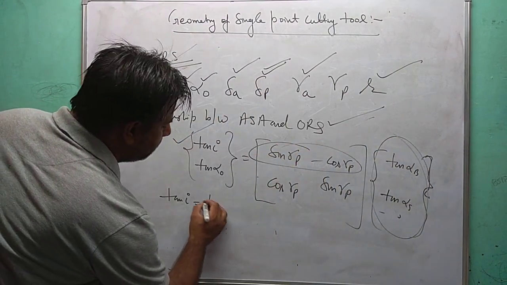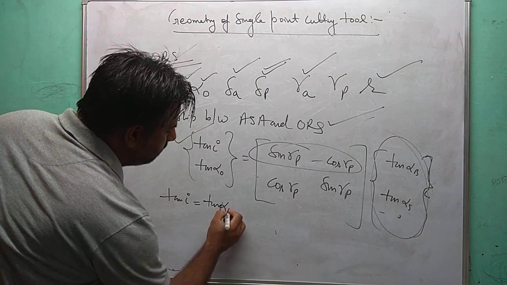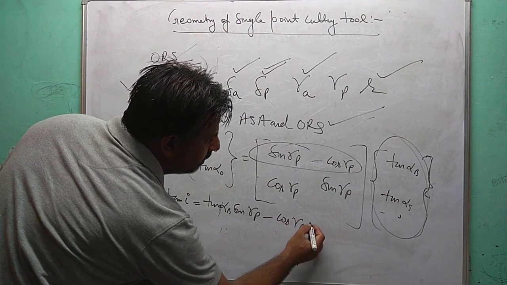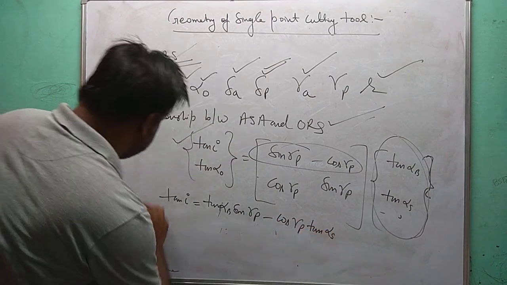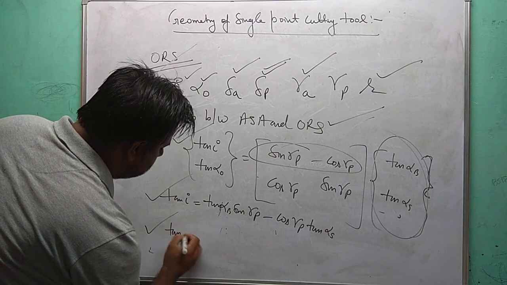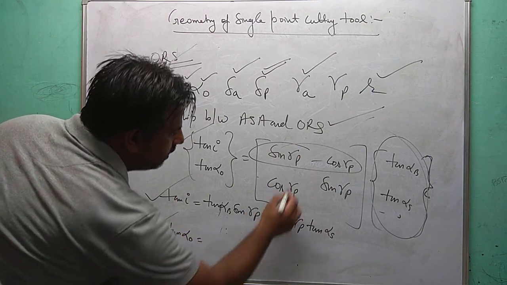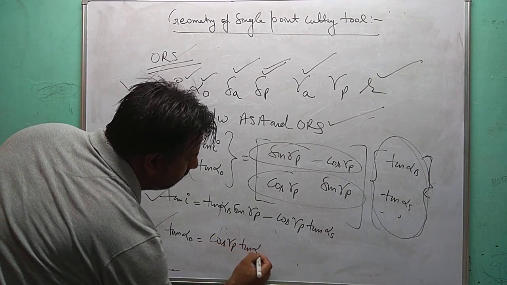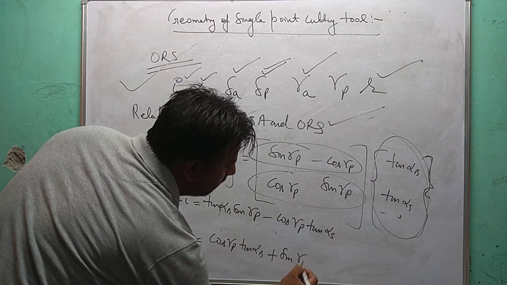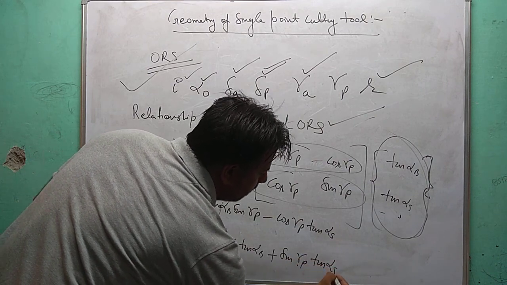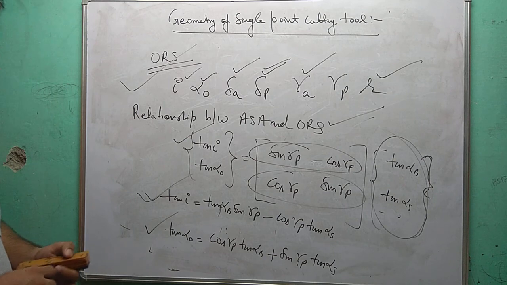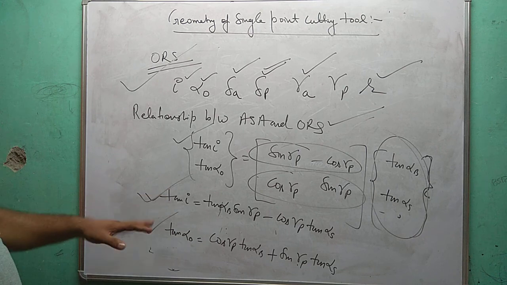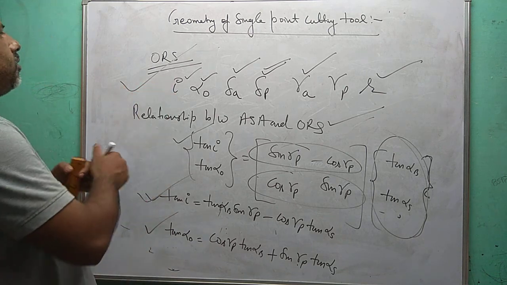So from here, tan i equals sin gamma p tan alpha back rake angle minus cos gamma p tan alpha s. Another is the relationship for the orthogonal rake angle from the second row: cos gamma p tan alpha back rake angle plus sin gamma p tan alpha s. In this way you may get the relationship between the ASA system and the ORS system, meaning orthogonal rake system. And this is the order according to ASA.